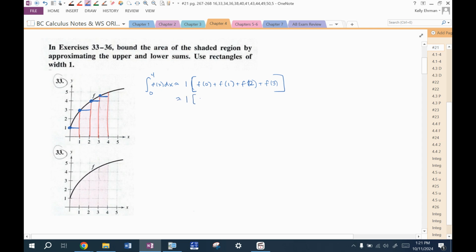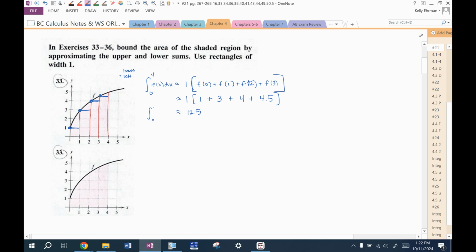Then we just use the graph to estimate those values. f of 0 looks to be 1. f of 1 looks like it's 3. f of 2 is 4. And f of 3 we kind of have to estimate. I'm just going to call it 4.5. So this is 4 plus 4 is 8, 8 plus 4.5 is 12.5. So that's our lower, which in this case is a left sum.